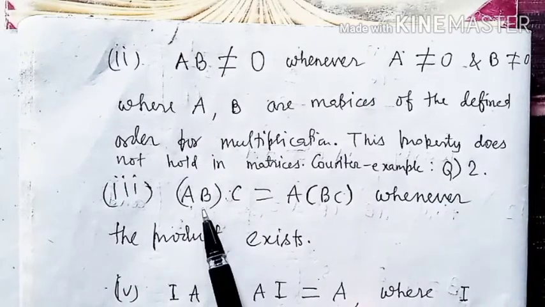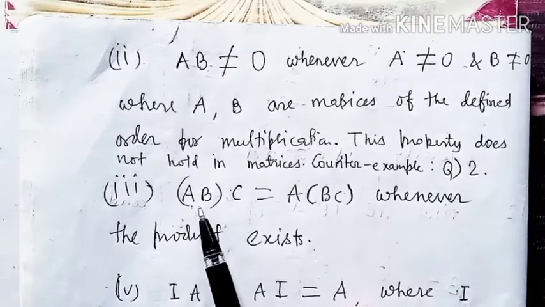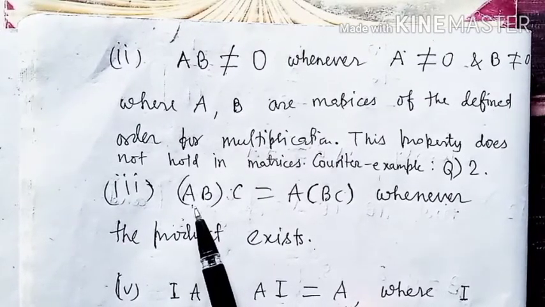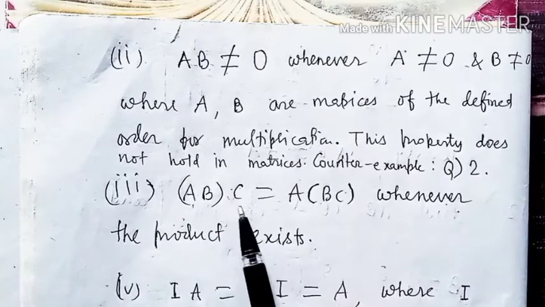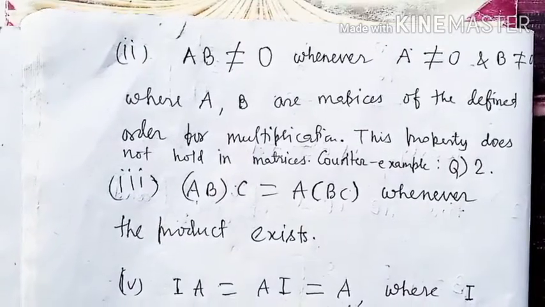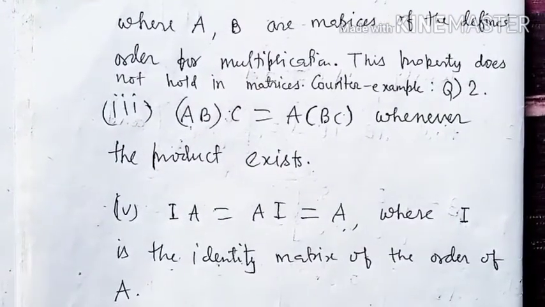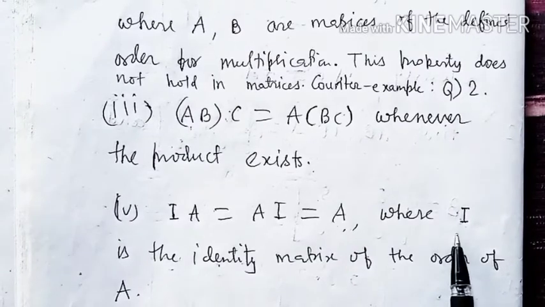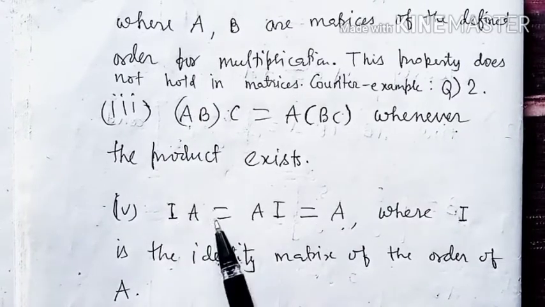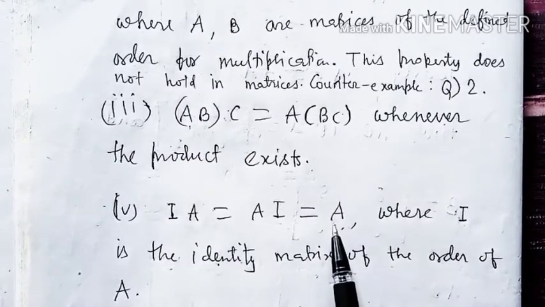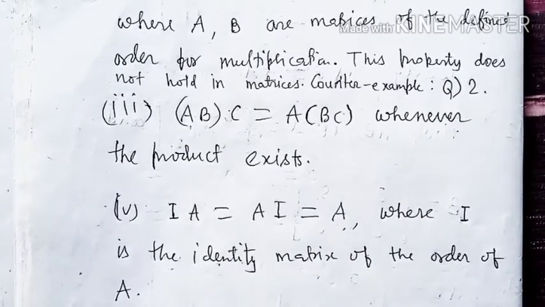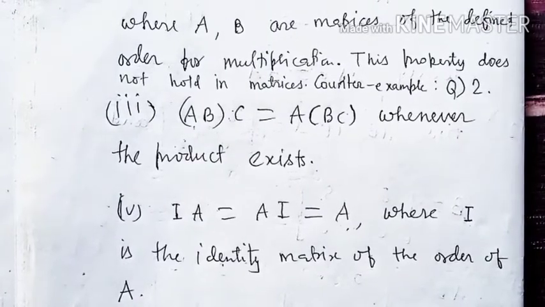Here the associative property holds because whenever the product exists, the product of the first two matrices with the third one gives the product of the first matrix with the last two matrices. Now we have an identity matrix I of the same order as A, such that IA is equal to AI, which is A. These are four properties of multiplication of matrices. Let us proceed to the next topic, transpose of a matrix.